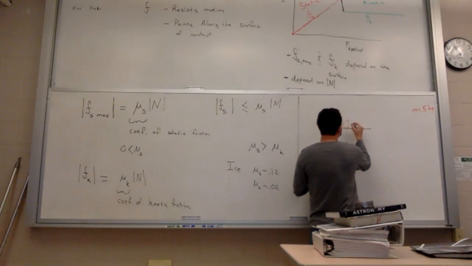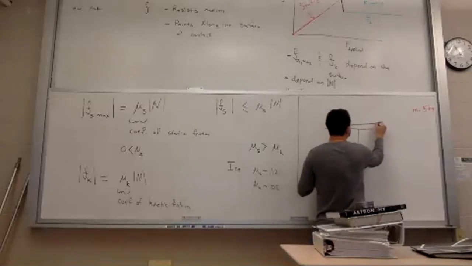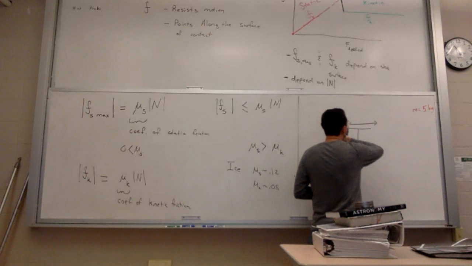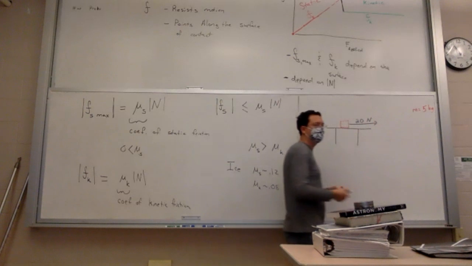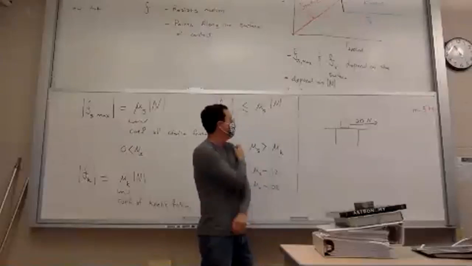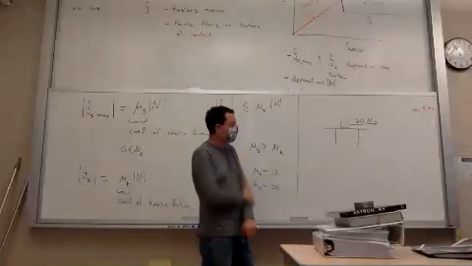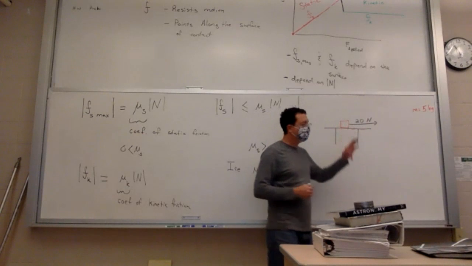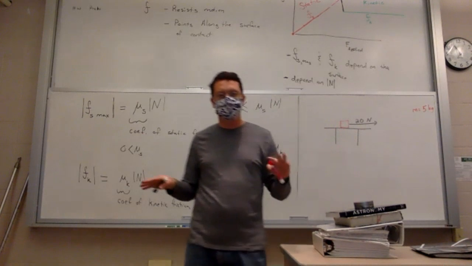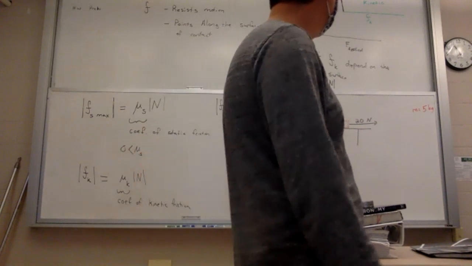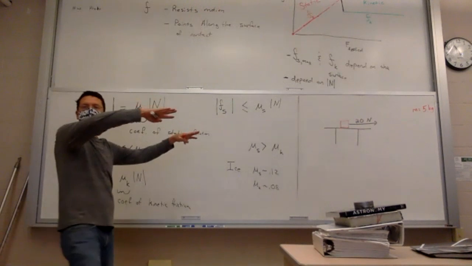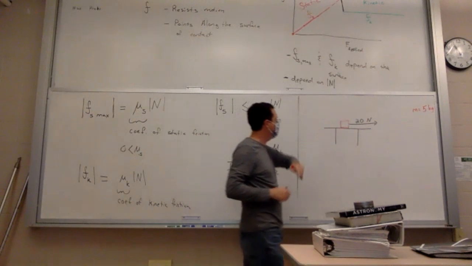So let's do 2 things. Let's imagine we pull with 20 newtons of force on a rope. The first thing I want to do is imagine there's no friction. So let's figure out what is the acceleration of the box, and we know it's going to go to the right. It's in the x direction. So what's the acceleration of the box in this case?